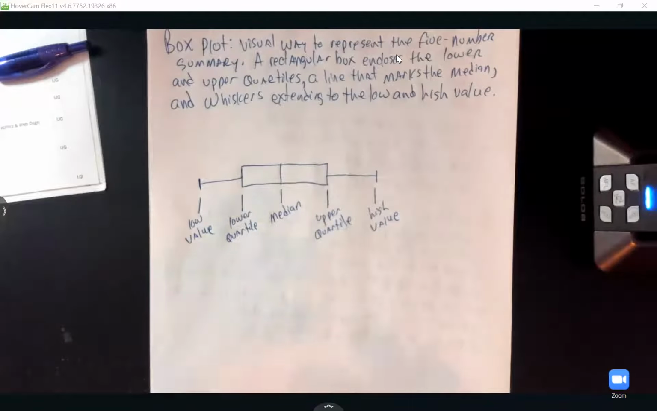Now, there's not any problems tonight that I'm going to do that deal with the box plot, but on our next class, I will definitely be doing a lot of examples going over the box plot, okay? Tonight, we're more going to focus on the next thing we talk about, which is going to be standard deviation.